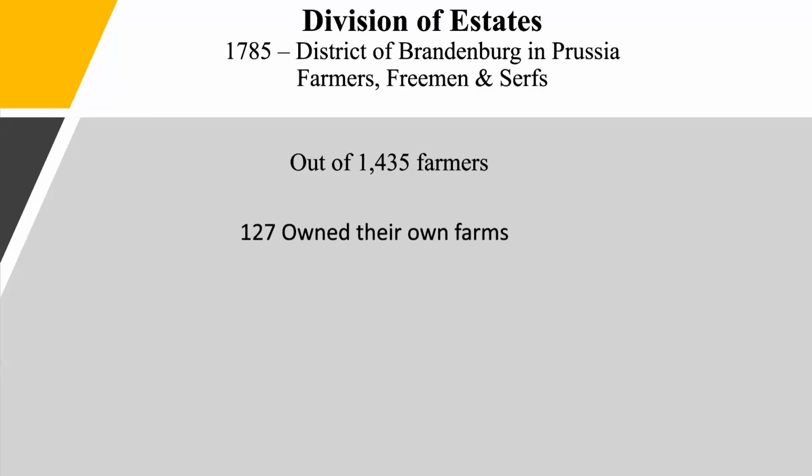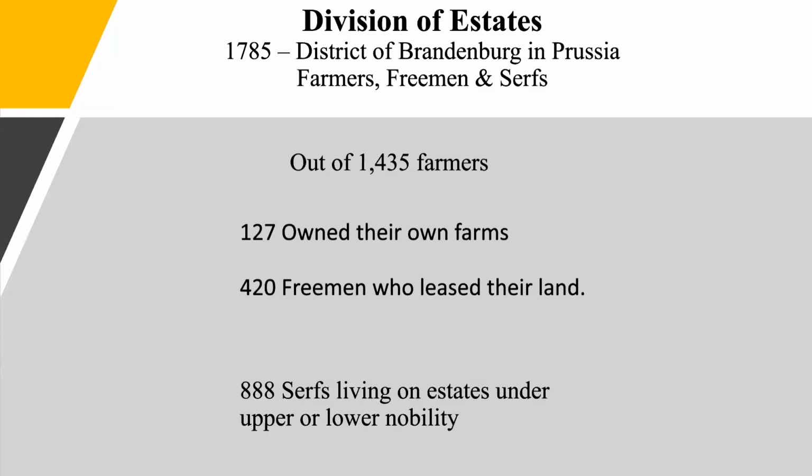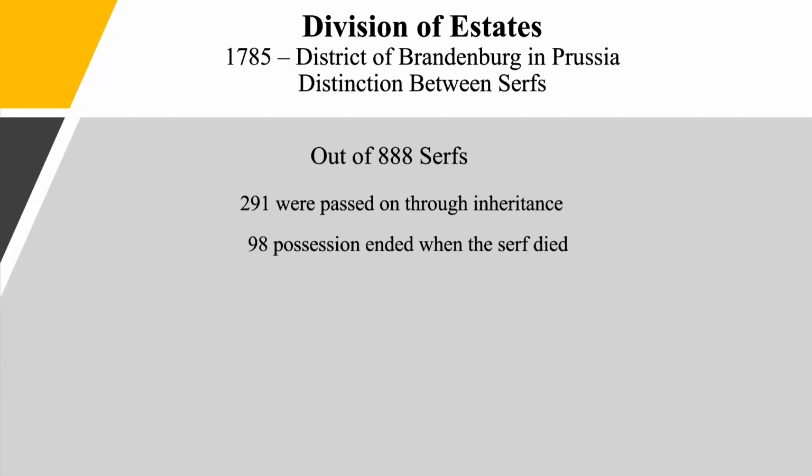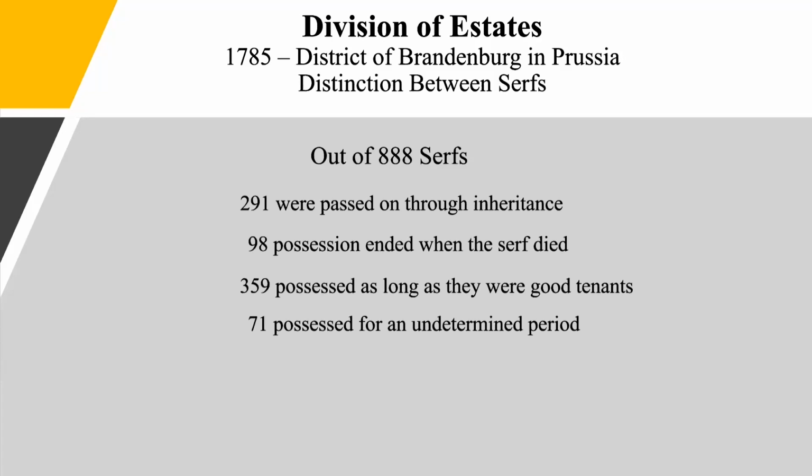Out of 1,435 farmers, 127 owned their own farms, 420 were freemen who leased their land, and 888 were serfs living on estates that were under upper nobility. Out of the 888 serfs, 291 were passed on through inheritance. 98 possessions ended when the serf died. 359 possessed the land as long as they were good tenants and were able to perform the work and pay their taxes. 71 possessed it for an undetermined period.